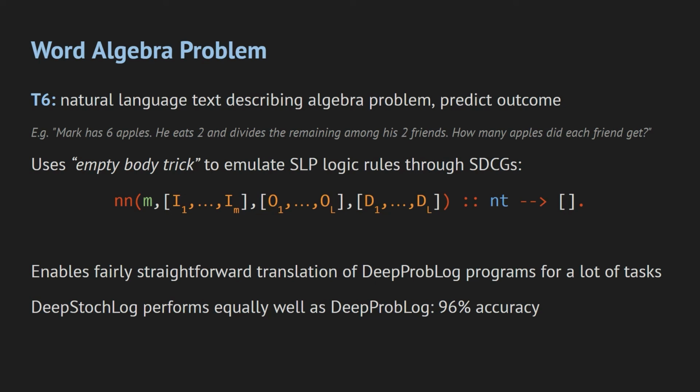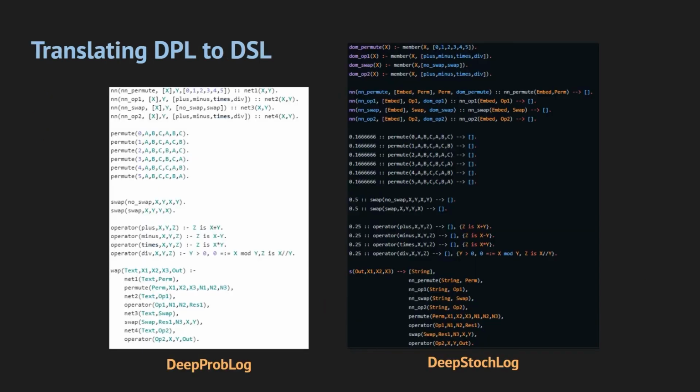A trick to encode this in grammars is by allowing a rule to expand to an empty body. This way, no part of the sequence is consumed by the rule, and then we can apply pure logic there. We can thus consume the whole sentence as one token and then embed it using an RNN. This empty body trick shows how we can translate a general program to our semantics. It allows a fairly straightforward translation from DeepProblog programs to DeepStochLog programs.